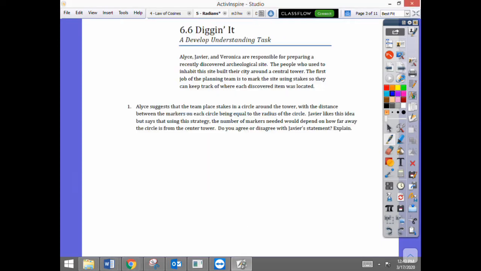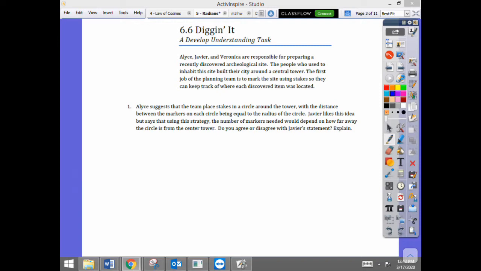To help us remember, let's look at this. Alice, Javier, and Veronica are responsible for preparing a recently discovered archaeological site. The people who used to inhabit the site built their city around a central tower. The first job of the planning team is to mark the site using stakes so they can keep track of where each item was located.